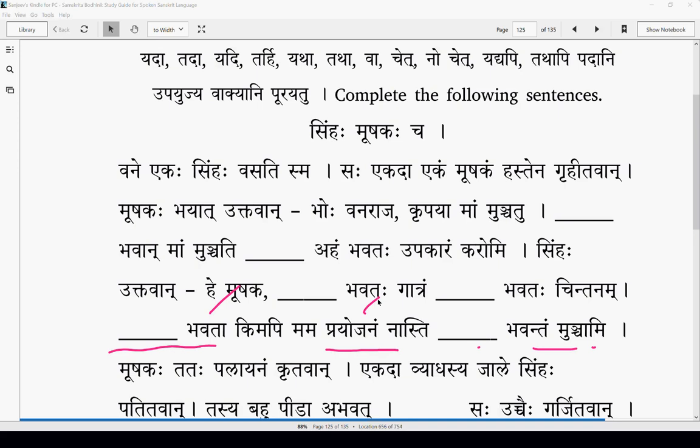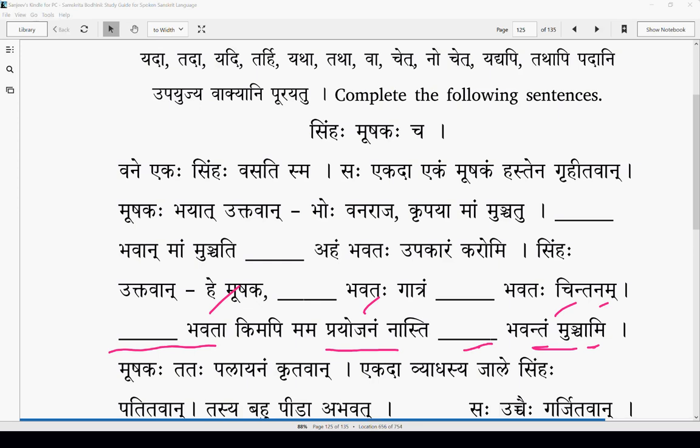So there is no use of you for me. Dash dash bhavantam unchami. I release you. Yadyapi bhavata kimapi mama prayojanam nasti, tathapi bhavantam unchami.